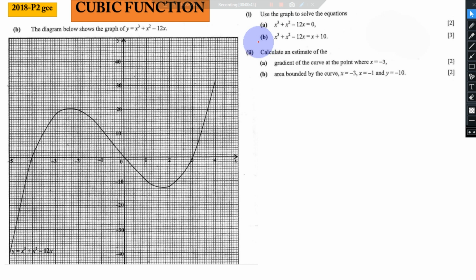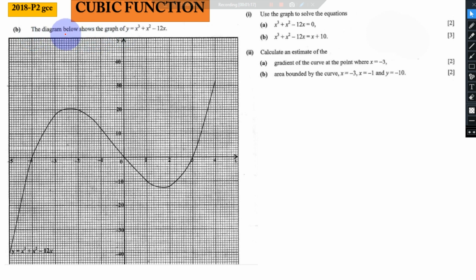We got a question from 2018 paper 2 GCE, that is question 12b. That is the question we are handling today. We talked about how to plot. Now we want to know how to handle a question where the cubic or the graph of a polynomial has already been plotted for us. Now we are being asked to find the equations and also to find the gradient as well as the area for the given portion.